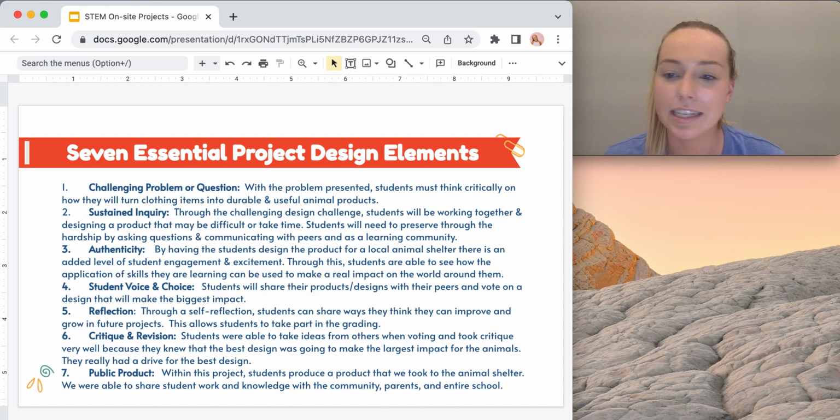For reflection, they did a self reflection at the end and they were very honest with that. And then public product, they were able to share what they learned with the community and parents and the entire school. And it was really cool to even see the animal shelter in their post. They were like, oh, they're learning about human impact and this is a great way. And my students were able to share that with them. And so them being the teachers for the community was really, really encouraging.